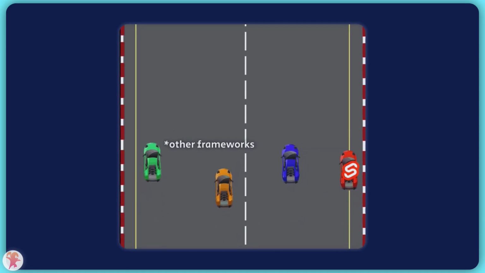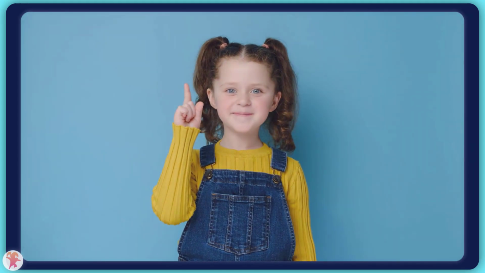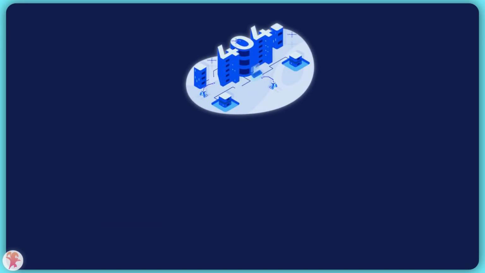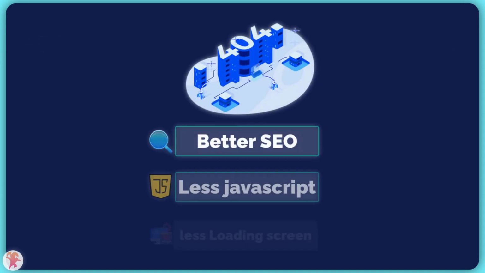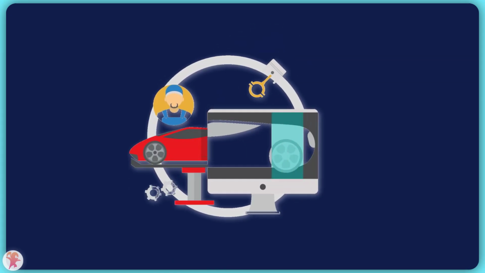Sveltekit is the first full-stack framework in the Svelte ecosystem to reach a stable release. This is a big deal because we need these frameworks for a variety of reasons. First, these frameworks can do server-side rendering, which is always better for SEO. The Google bots will always have a better time indexing your site if content is pre-generated.